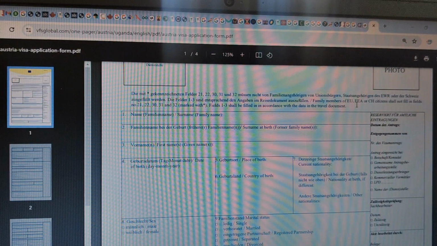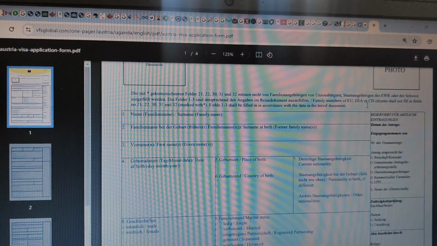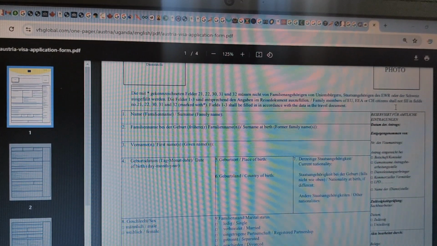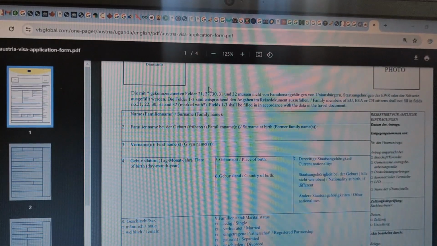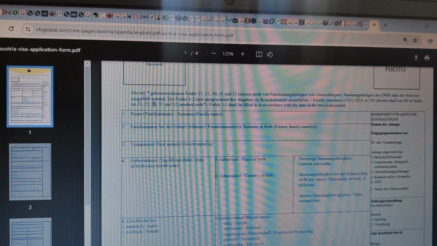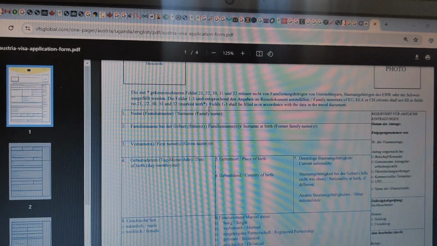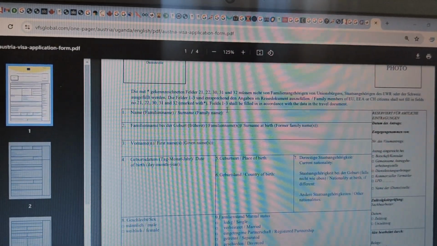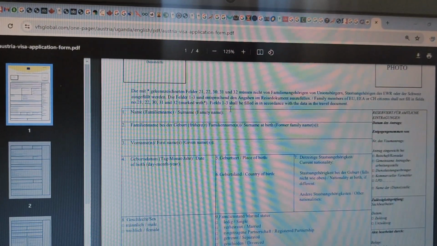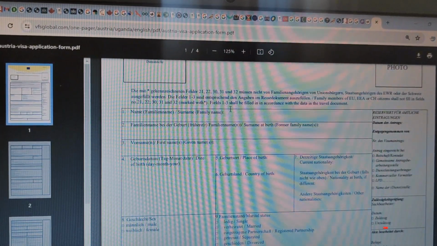Family members of EU, EEA or CH citizen shall not fill in the fields number 21, 22, 30, 31 and 32 marked with asterisk. Fields 1 to 3 shall be filled in accordance with the data in the travel documents.